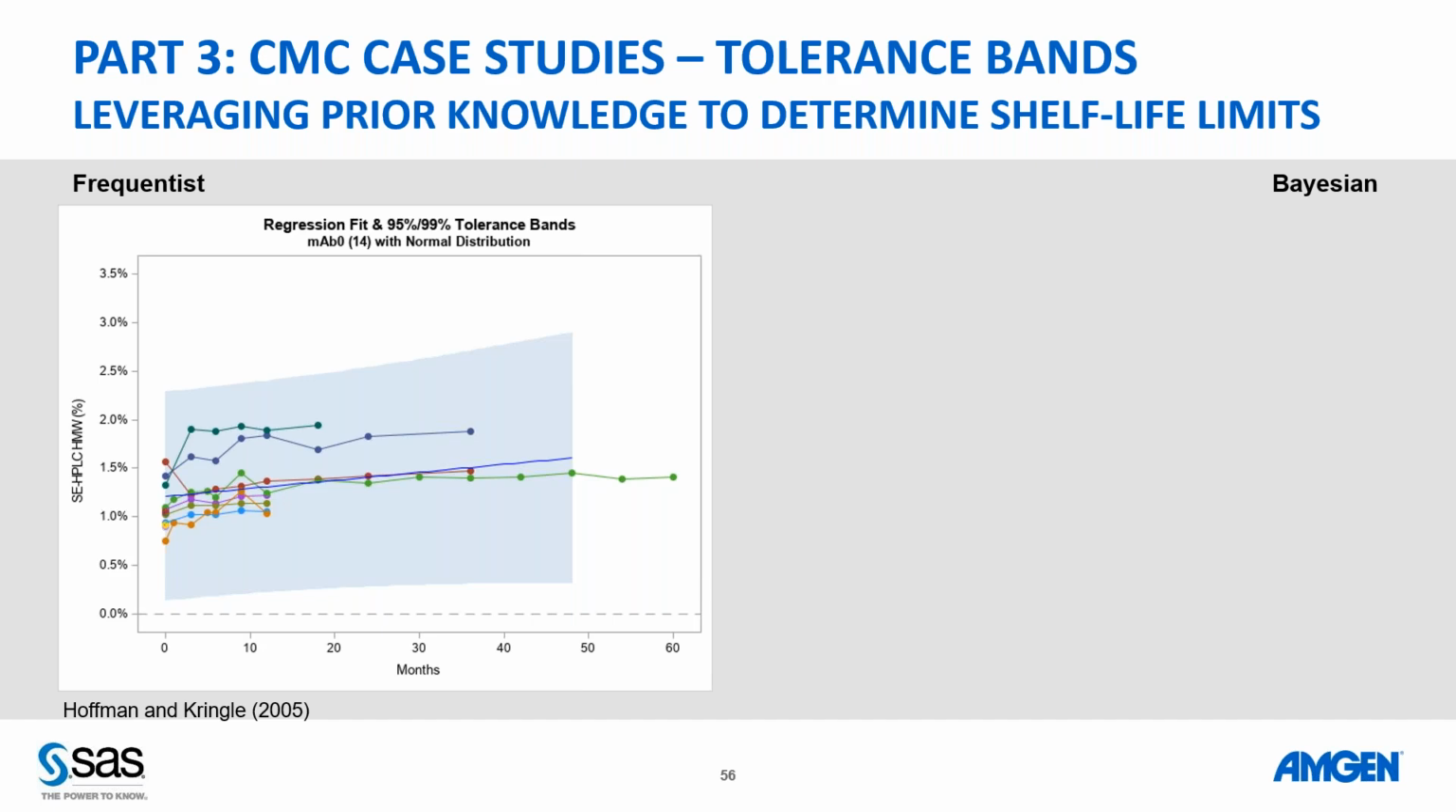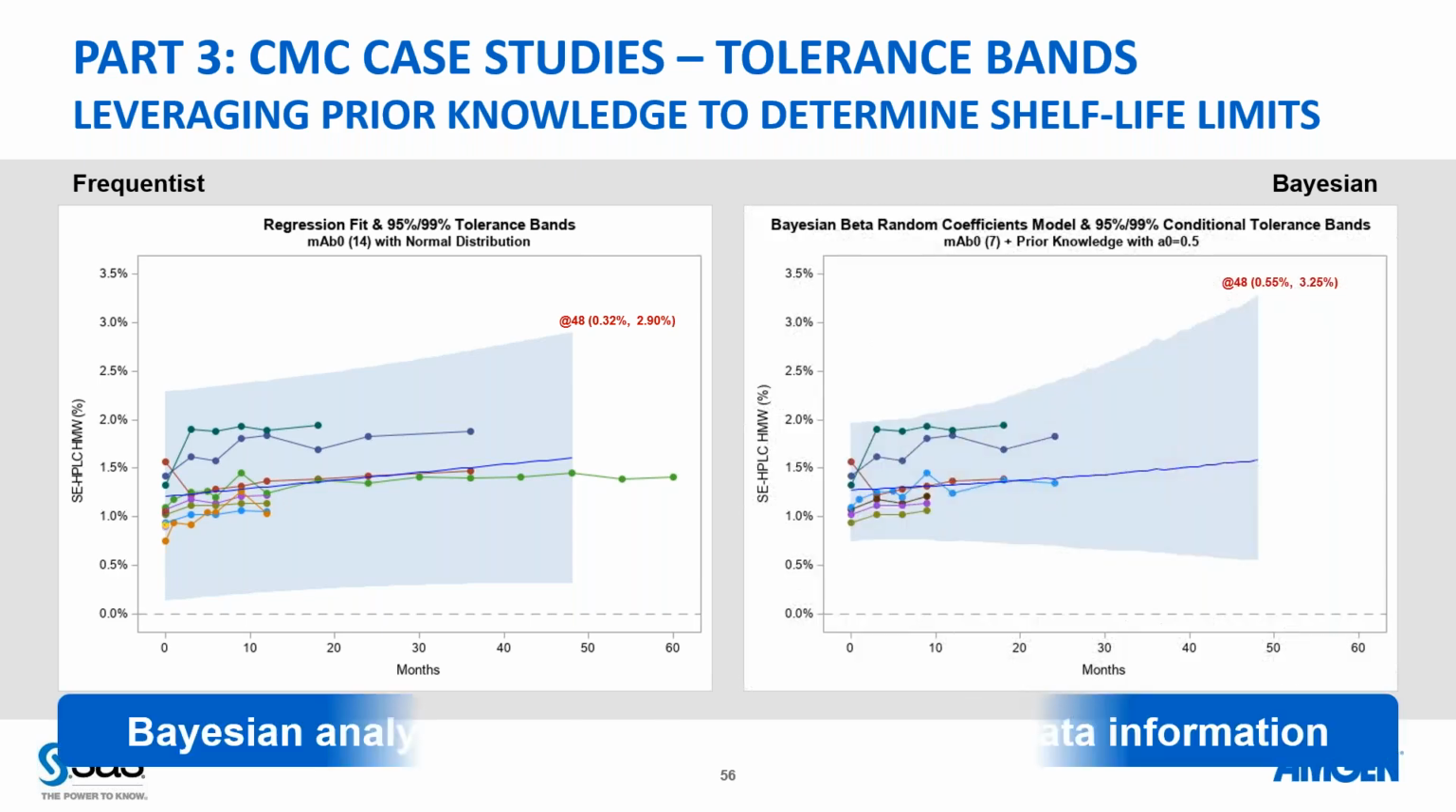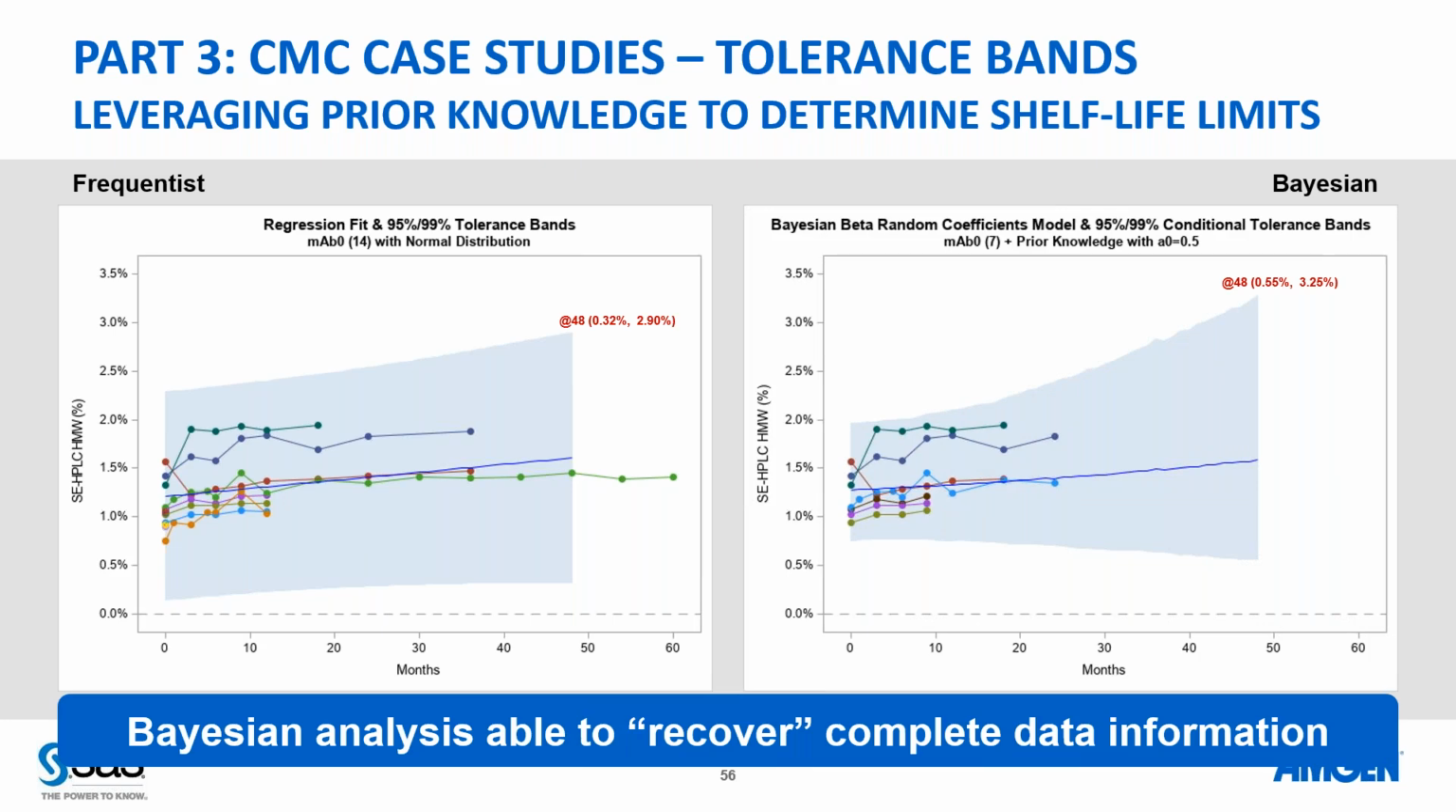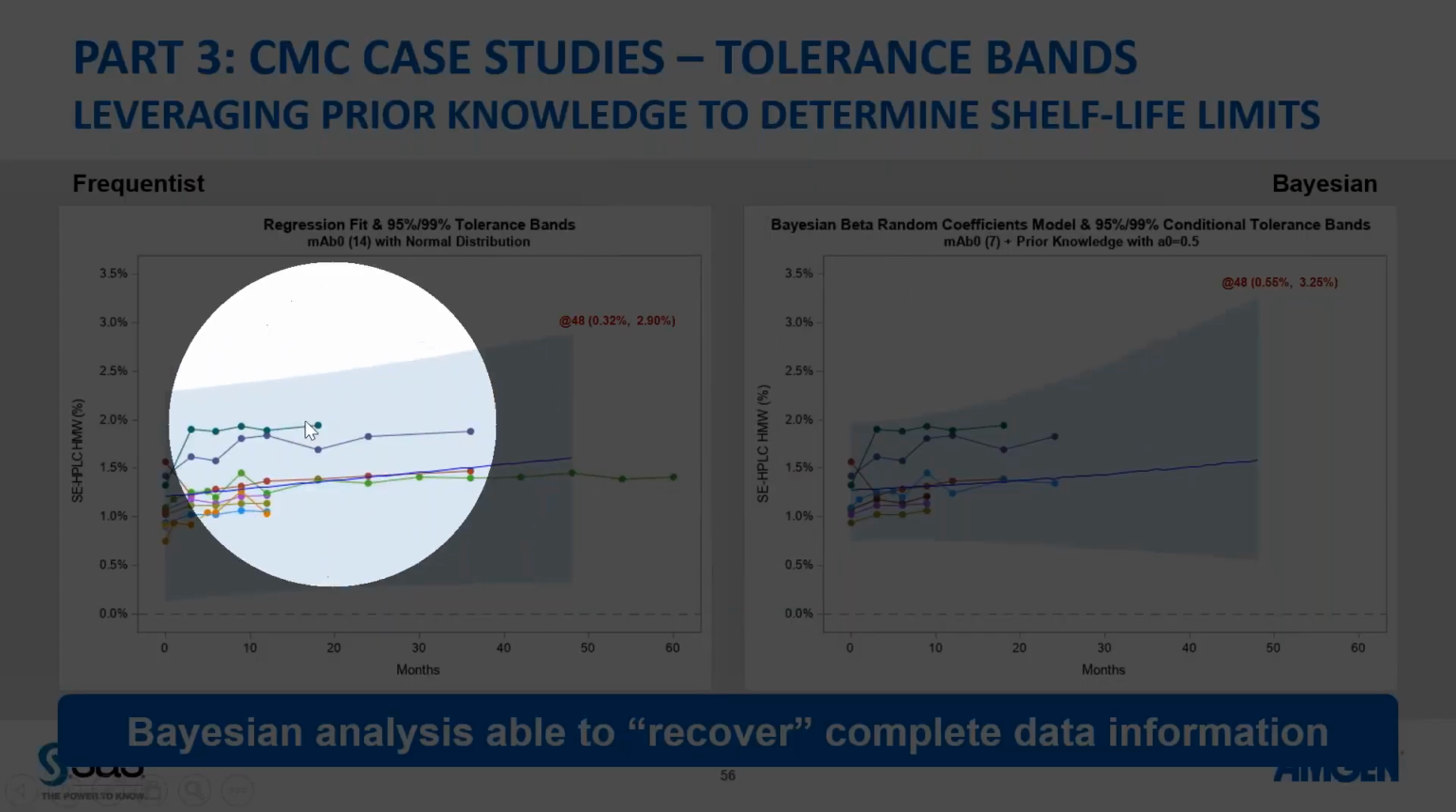So, drum roll, please. In the frequentist analysis, the limits were 0.3 to 2.9, and this is the Bayesian analysis. The limits are 0.6 to 3.25. Based on this, you can see that the Bayesian analysis was able to recover the information. These are the 14 lots here.